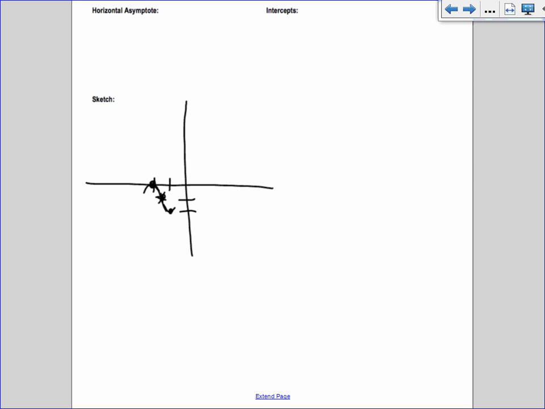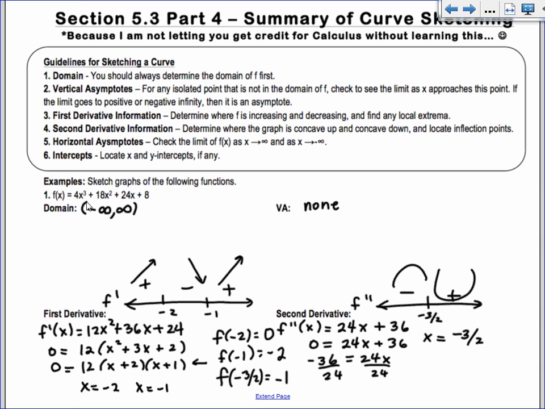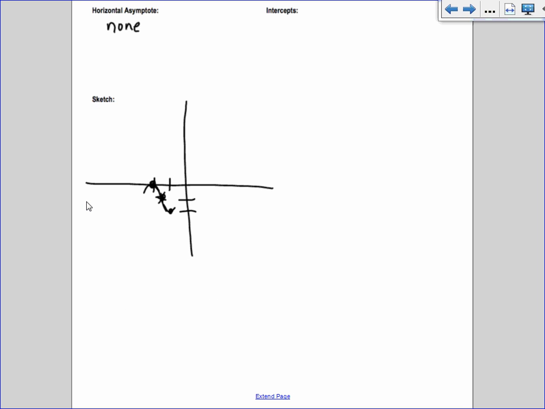Okay. Horizontal asymptote, none. Any intercepts? I found one of the x-intercepts, right? I had that. Will I have more? Yeah. So going back to my original, if I want to find an x-intercept, so I have 4x, what was that? 4x cubed, read it to me. 4x cubed plus.